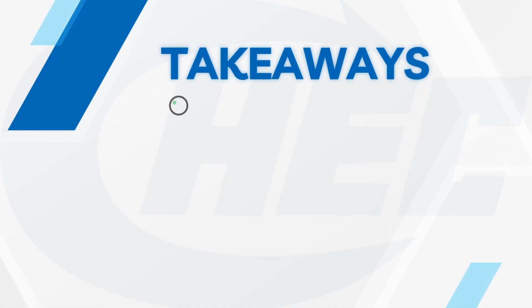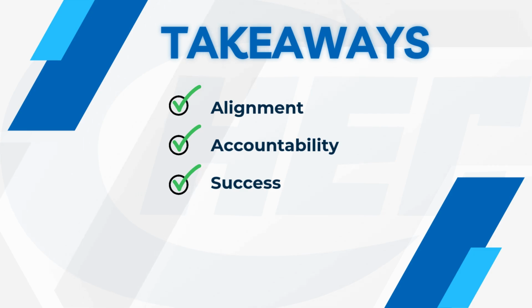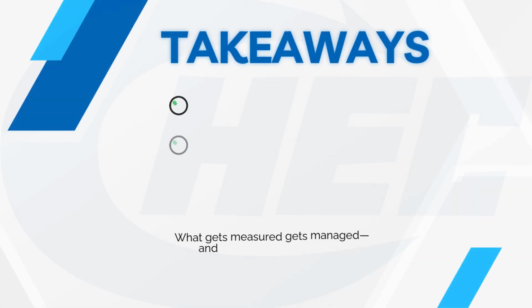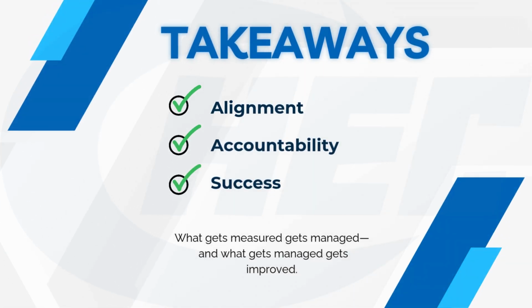To conclude, effective KPIs are more than just numbers. They are tools for alignment, accountability, and success. By keeping them SMART, avoiding common mistakes, and using AI to speed up the process, organizations can make performance management faster and more impactful. Remember, what gets measured gets managed, and what gets managed gets improved.